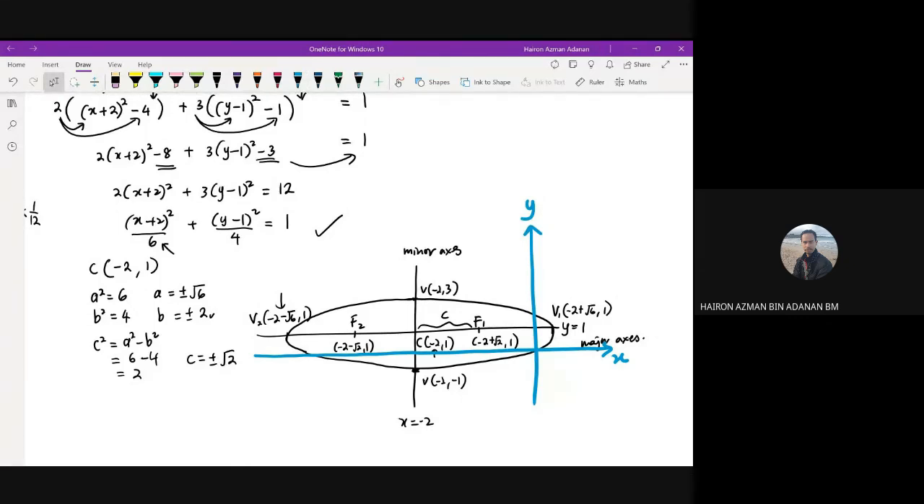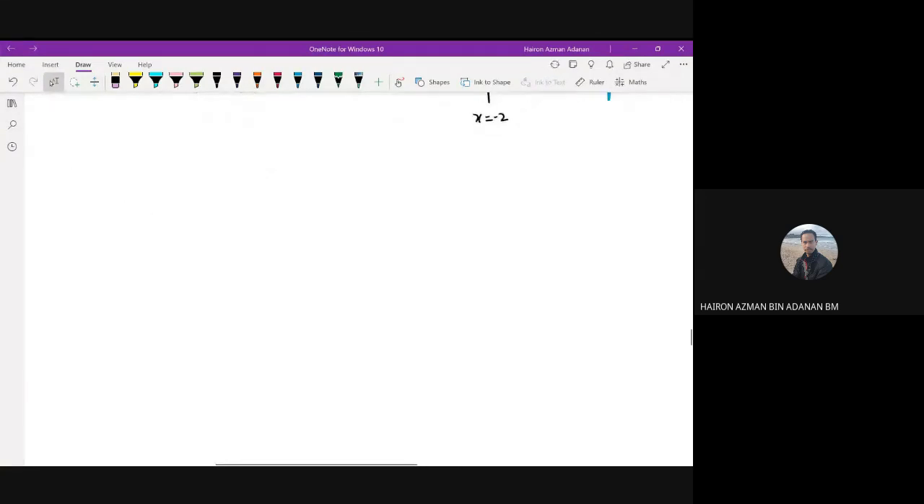Okay, no question. Okay, I proceed to the last example. The last example is 3x squared minus 6x plus y squared plus 2y equal to 5. Okay, as usual, we need to use the completing the square method.